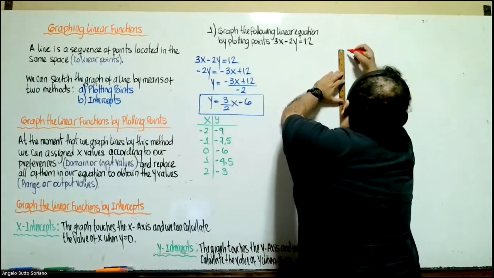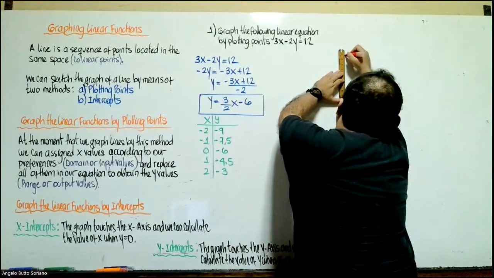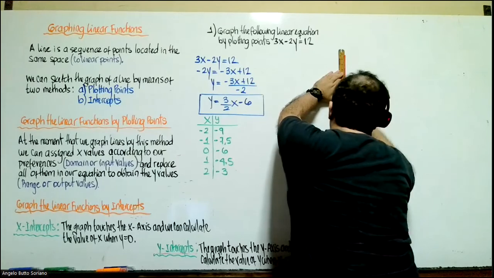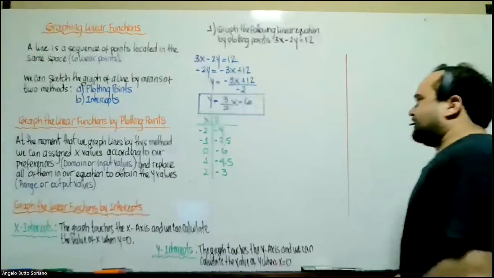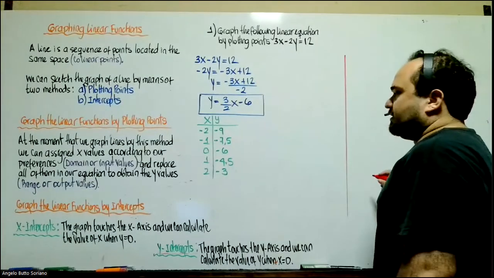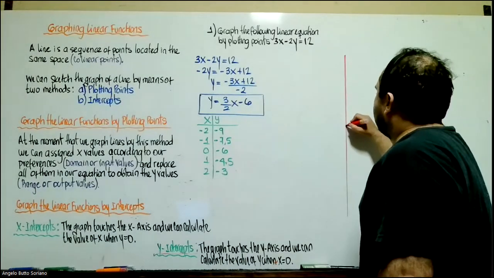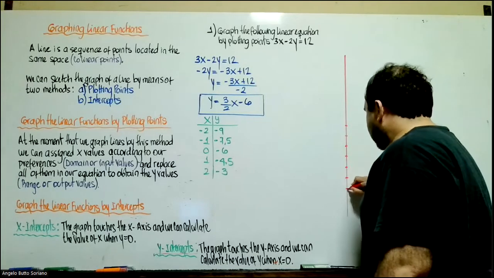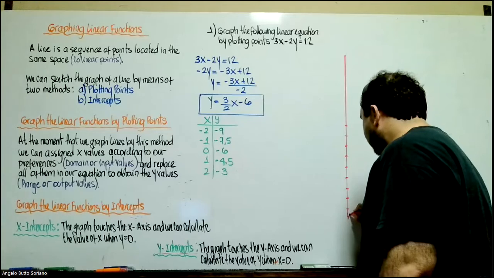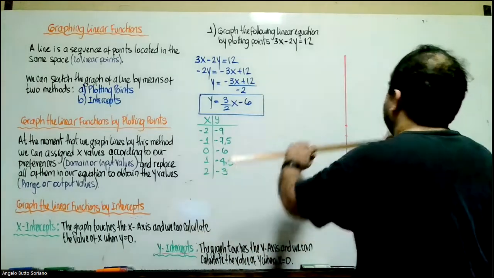Now, this is the moment we are waiting for. Okay, this moment, that means we're going to create the graph. Starting from -9, we got 1, 2, 3, 4, 5, 6, 7, 8, 9, and 10. Okay.